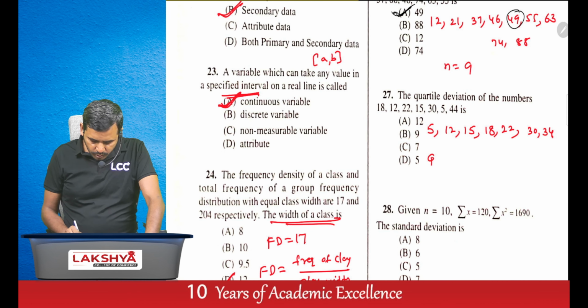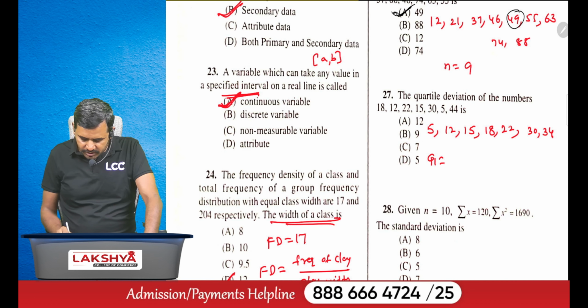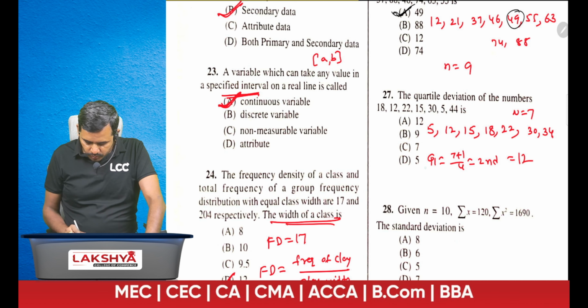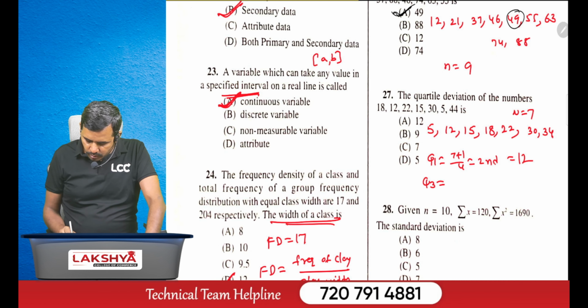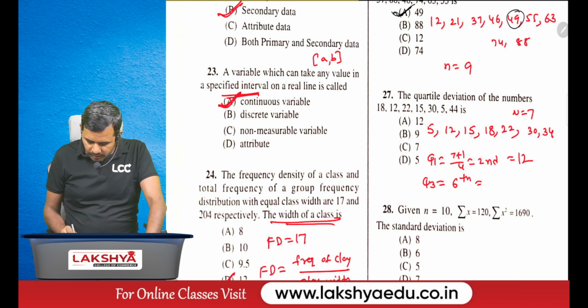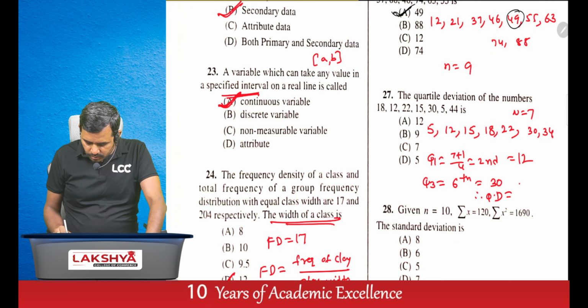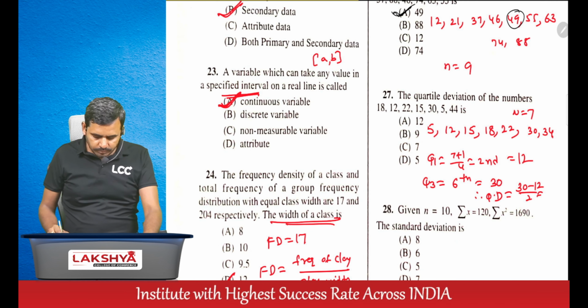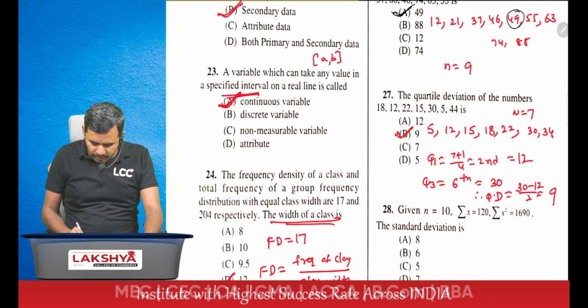Therefore, Q1: total how many observations? 7. N is equal to 7. Q1 formula: (7 plus 1) by 4th value, which means the second value. What is the second value? 12. Q3 is 3 into this value, that is the sixth value. What is the sixth value? 30. Therefore, quartile deviation is equal to (30 minus 12) by 2, which is equal to 9. Therefore, the right answer is B.